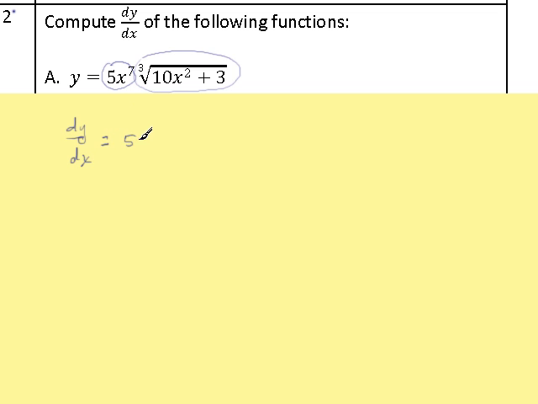So we have the first, that's 5x to the 7th, times the derivative of the second. So this cube root is exponent 1/3. So we'll bring down the 1/3, and then we'll subtract 1. 1/3 minus 3/3 is minus 2/3. And then we have a little chain rule here, multiplied by the derivative of 10x squared plus 3, so that's 20x. So that's the first times the derivative of the second plus the derivative of the first, that's 35x to the 6th, times the second.